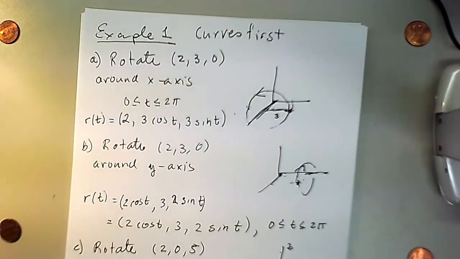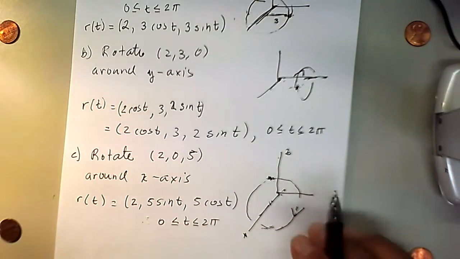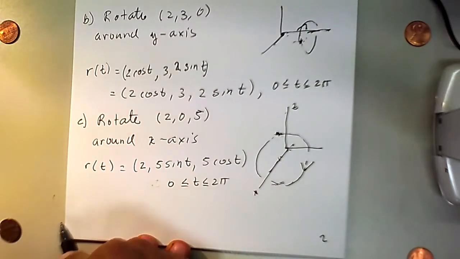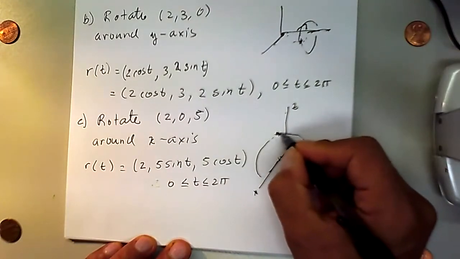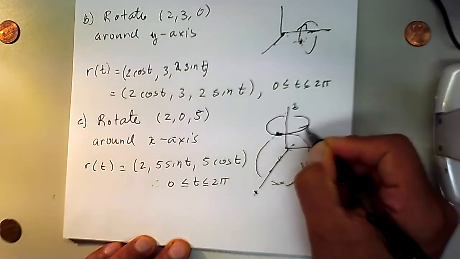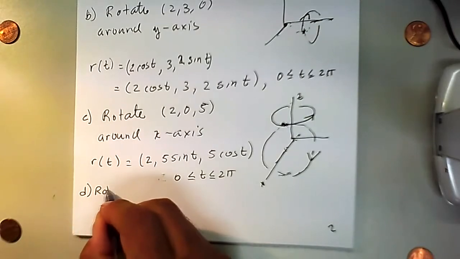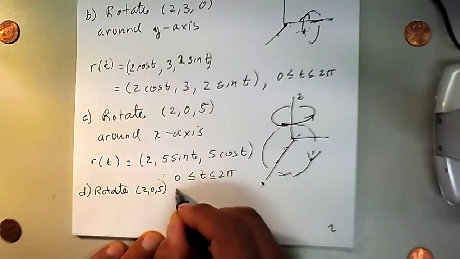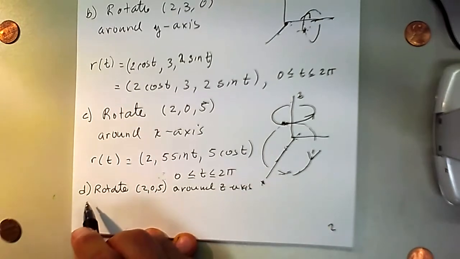All right. Let's take this point and now turn it around. I'm going to try to squeeze that in here. So do we want to do that? Maybe. So we want to rotate this point here. Same point, but now we go around the z-axis. Let's try to squeeze it in here, D. So rotate 2, 0, 5 around the z-axis. So that's going to be example D.